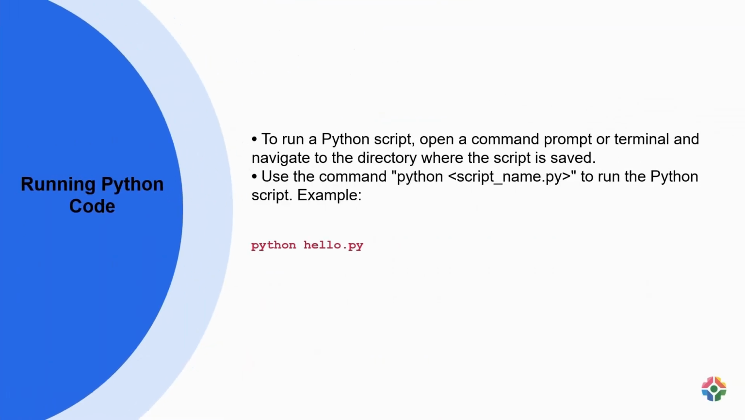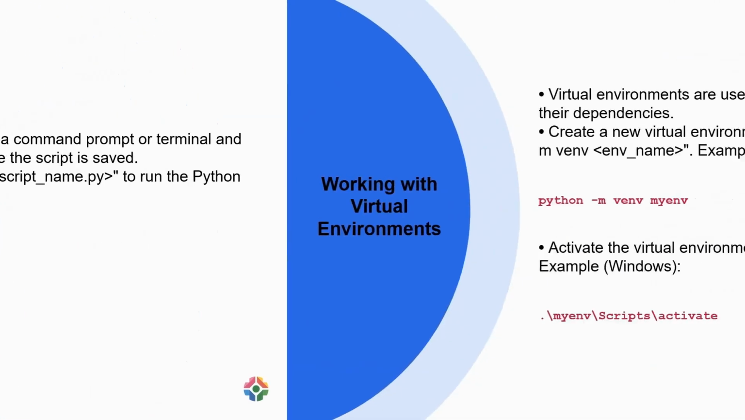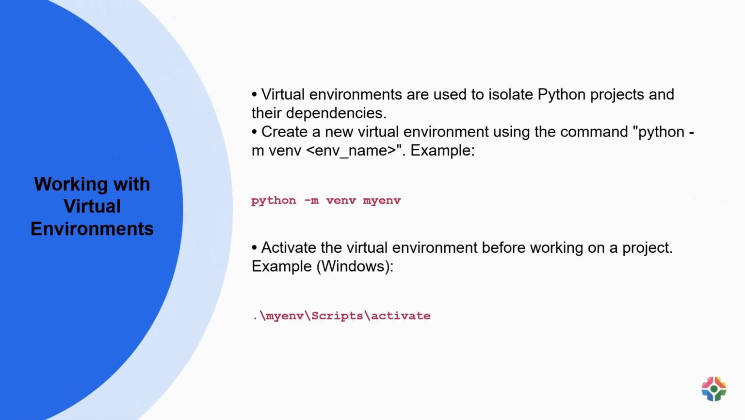When running a Python script, you need to open a command prompt or terminal and then navigate to the directory where the script is located. Once in the correct directory, you can utilize the command python scriptname.py to execute the Python script. For instance, if you have a script named hello.py, you would run it by typing python hello.py in the command prompt or terminal. Virtual environments in Python are crucial for segregating projects and their requirements.